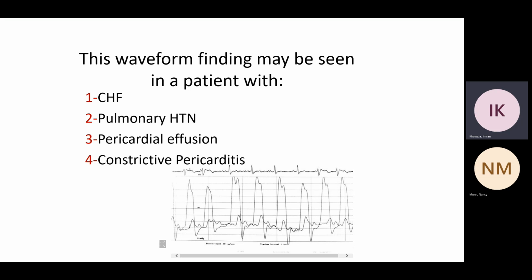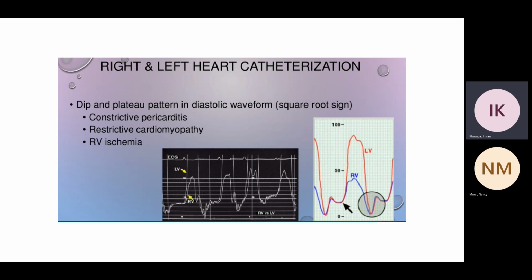So it's something you see in constrictive pericarditis from an infection, post-infection. That will be on your board. Yeah, post radiation, that's another board, but that's it. So it's right and left heart catheterization. This is left ventricle, right ventricle. Again, this is what we term dip and plateau or square waveform. Remember, you can also see it with restrictive cardiomyopathy and with RV ischemia.